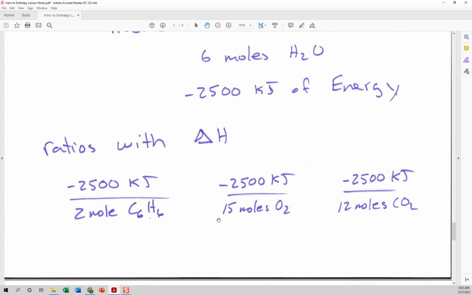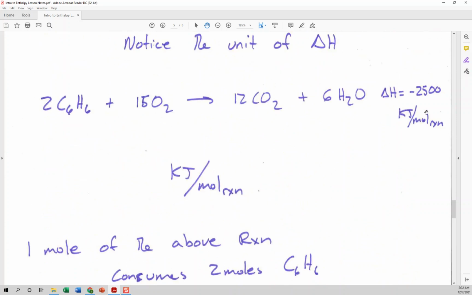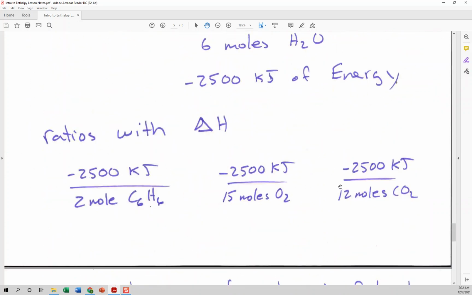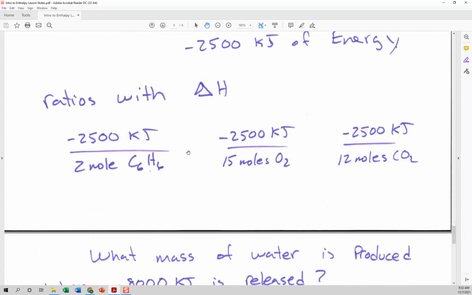I didn't include all of them, but you could say that much energy for every 2 moles of benzene consumed. You could say that much energy for every 15 moles of oxygen consumed. You could say that much energy for every 12 moles of CO2, and you could flip these ratios. You could do 12 moles over that much energy, 15 moles of oxygen over that much energy, and you could include the water too. You could say this much energy for every 6 moles of water, okay? So that means we can do stoichiometry with delta H.